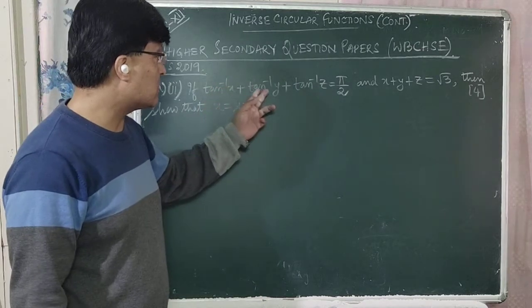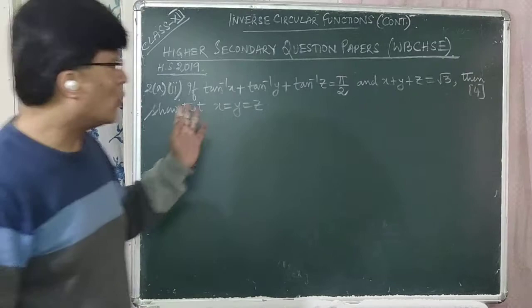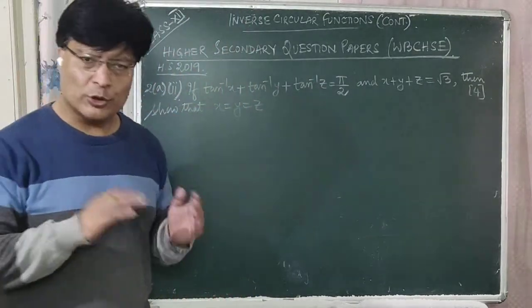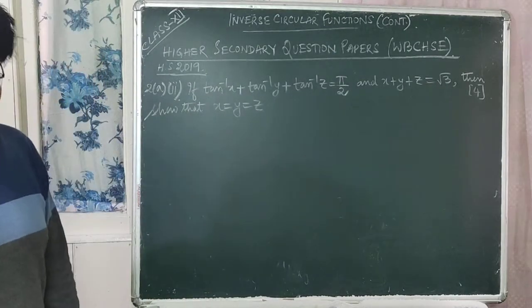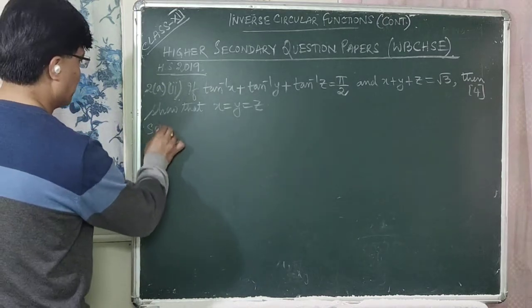So tan inverse x plus tan inverse y plus tan inverse z is equal to pi by 2. This is the first condition given. What is the second given condition here? X plus y plus z is equal to root 3. So using these 2 conditions, you have to prove that x is equal to y is equal to z. Is the question clear to all of you? So okay, let's start this question.